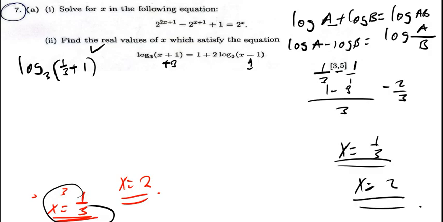So both x equal to 1 over 3 and x equal to 2 are the real solutions for this equation. But in a case where you plug in and you get a negative, then that is not part of the solution. That is very important. Take note of that. Okay, so that is it for the equations of log and exponential.